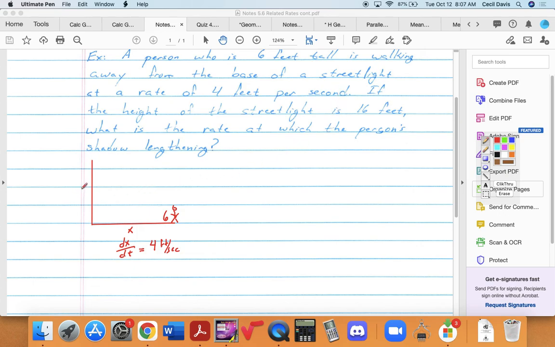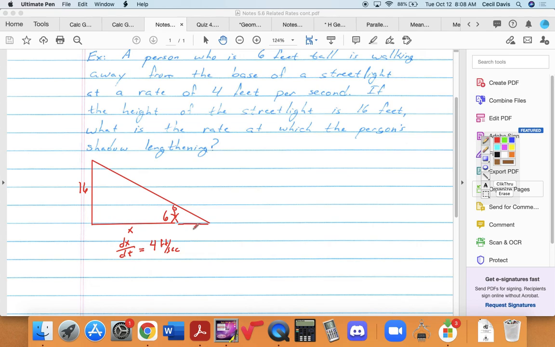If the height of the street lamp is 16 feet, so this is 16 all of the time, at what rate is the person's shadow lengthening? What? So the light is shining past his head and making a shadow on the ground. But wouldn't it really be hitting the back of his head, and that's what's making the shadow? Yes. What did I say? If it's going over his head. Okay, it's going by his head.